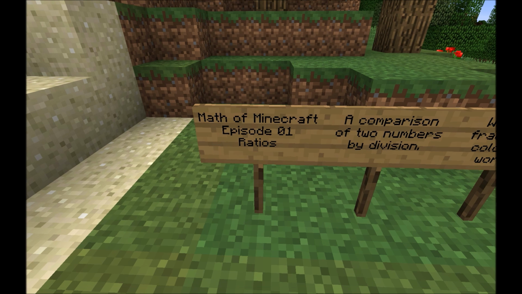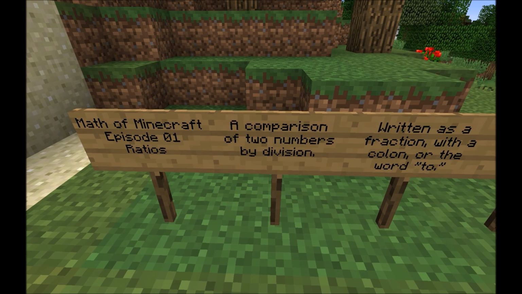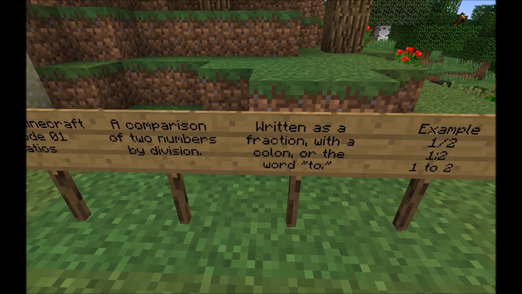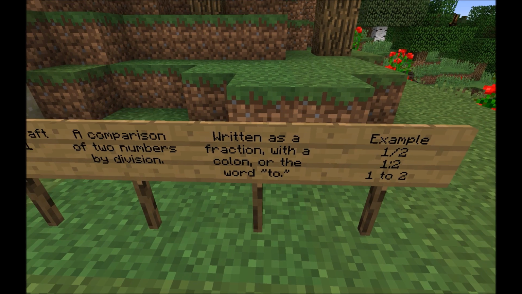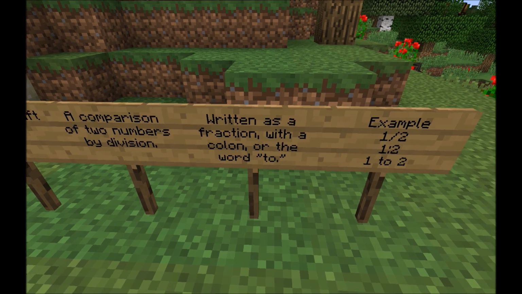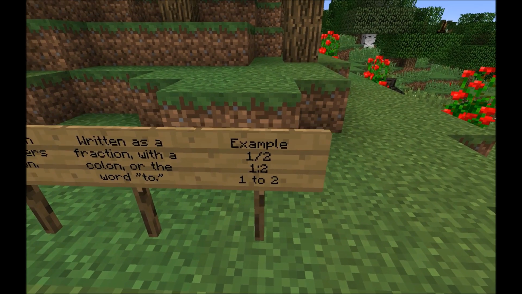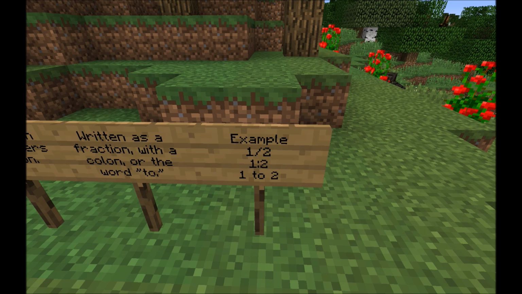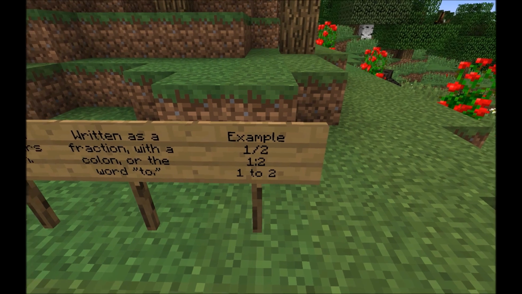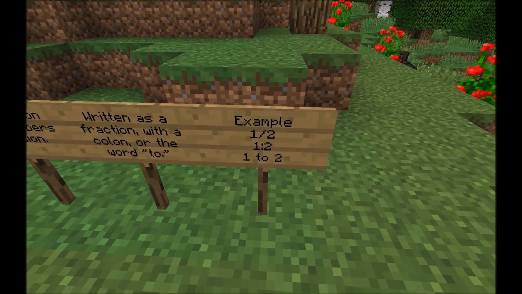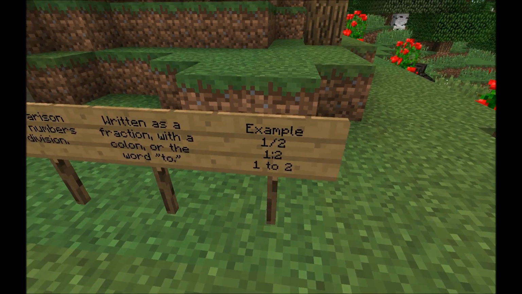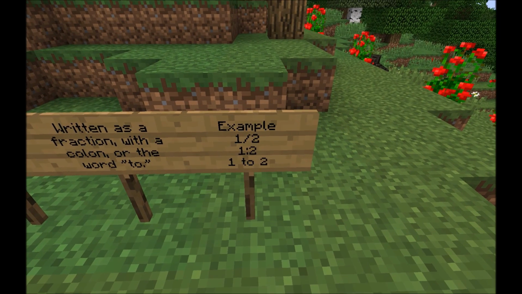Now, a couple definitions. A ratio is a comparison of two numbers by division. It's usually written as a fraction with a colon or with the word "to". So, for example, we have the fraction 1 over 2, also known as 1/2. We have 1 colon 2, which would just say 1 to 2. Or we could actually spell out "to" as in 1 to 2.